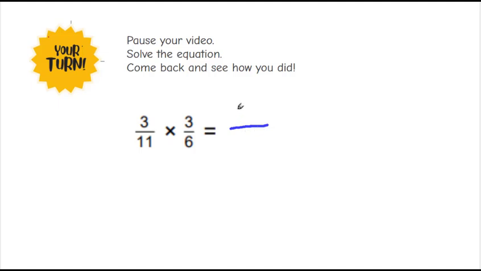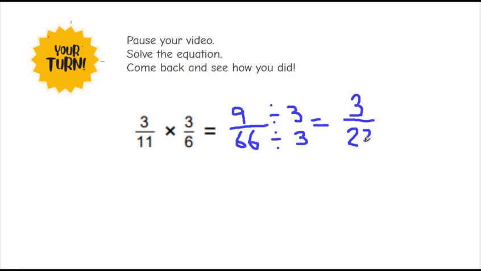Let's multiply our numerator. 3 times 3 is 9. And our denominator, 11 times 6 is 66. I'm going to reduce that. And I know that 3 probably goes into both of these. So I'm going to divide each number by 3 to reduce it, to simplify it. 9 divided by 3 is 3, and 66 divided by 3 is 22.